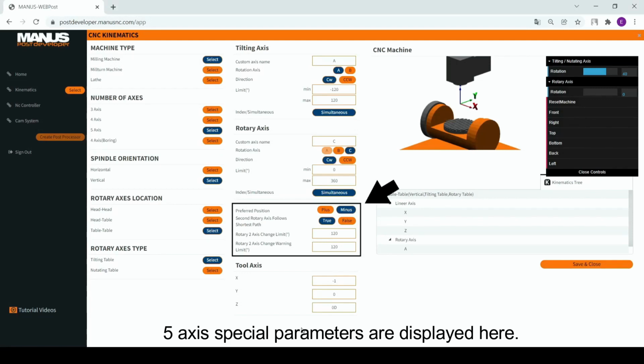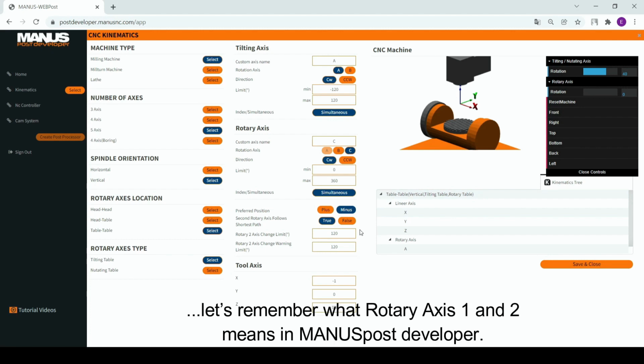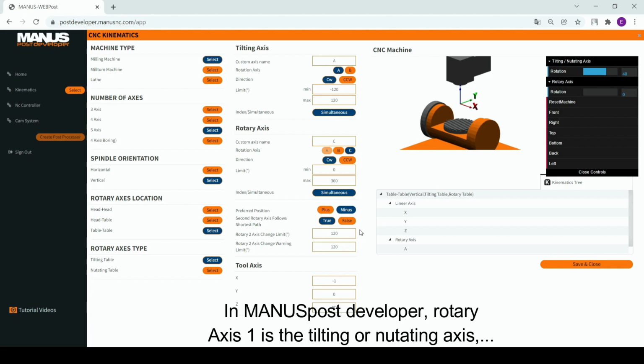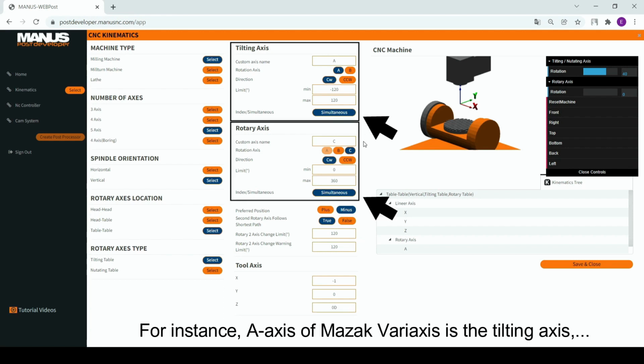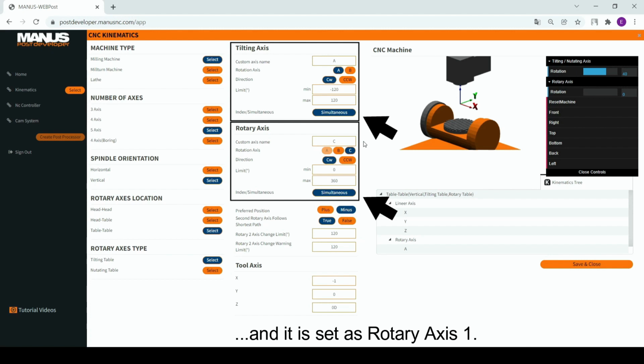5-axis special parameters are displayed here. Before starting this part, let's remember what rotary axis 1 and 2 mean in Monospos Developer. In Monospos Developer, rotary axis 1 is the tilting or nutating axis, rotary axis 2 is the rotating axis. For instance, the A-axis of Mazak Vari-axis is the tilting axis, and it is set as rotary axis 1. The C-axis is the rotary axis, and it is taken as rotary axis 2.